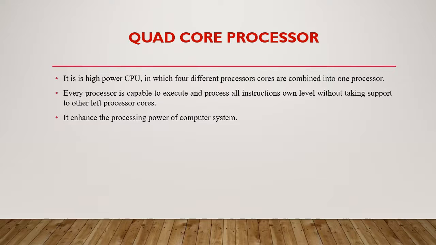Quad-core processor. A quad-core processor is a high-power processor in which four different processor cores are combined into one processor. Every core is capable of executing and processing instructions on its own without taking support from the other cores. The quad-core processors are able to execute massive instructions at a time without waiting. The quad-core processor helps to enhance the processing power of the computer system, but its performance depends on the computing components being used.